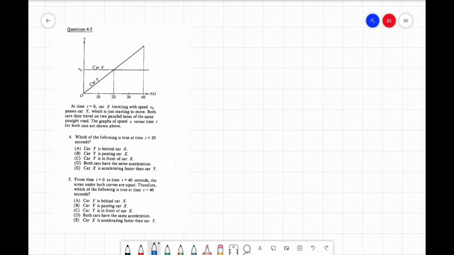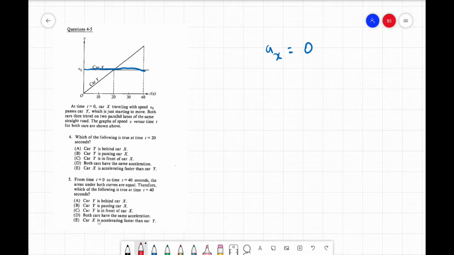Let us look at the acceleration of the graphs first. We can see that the velocity of car X remains constant throughout the whole journey. It's always v0. That means that the acceleration of car X is equal to 0. We know that car Y's speed is increasing. That means that it has some acceleration.